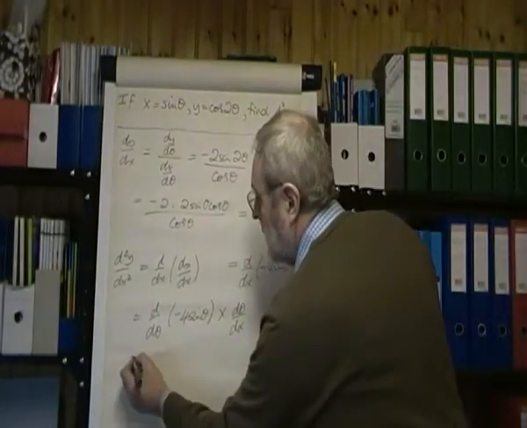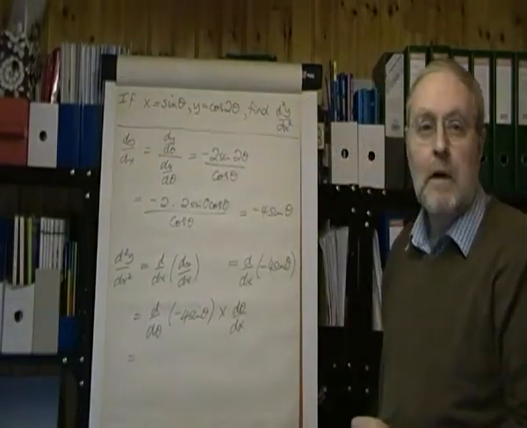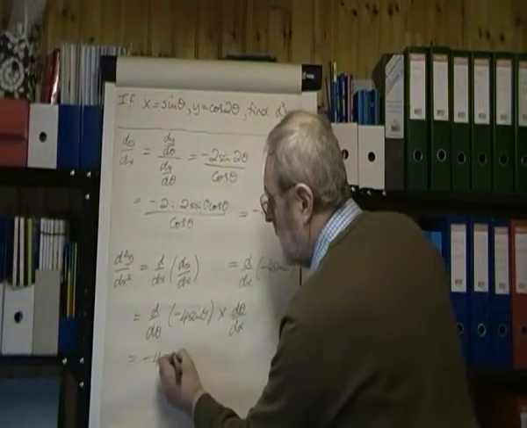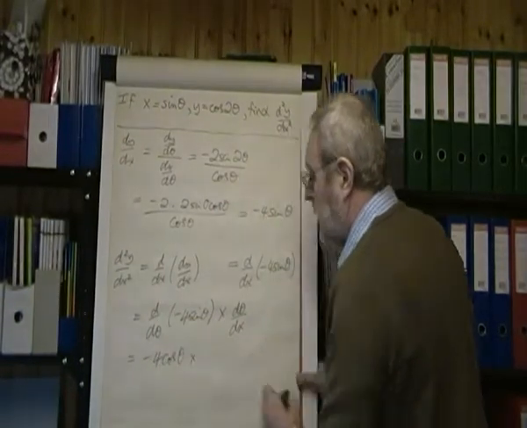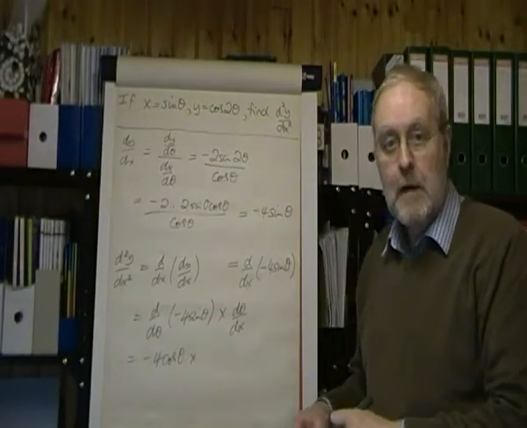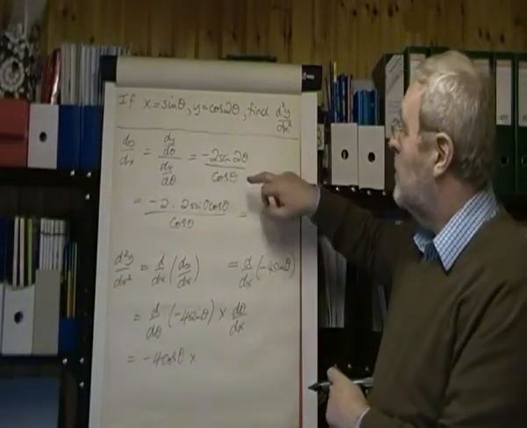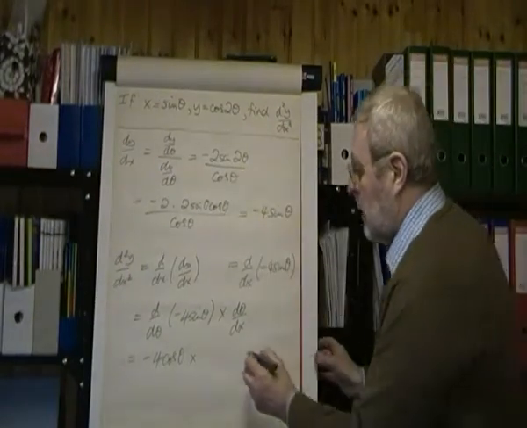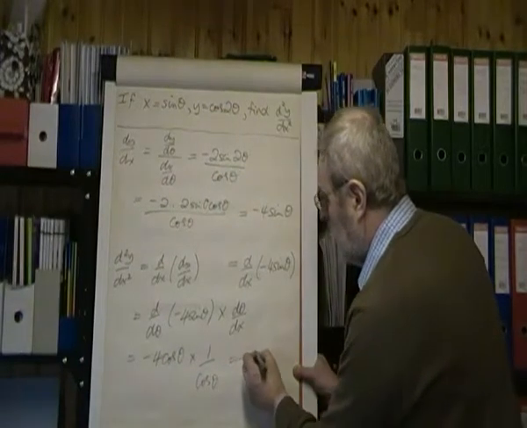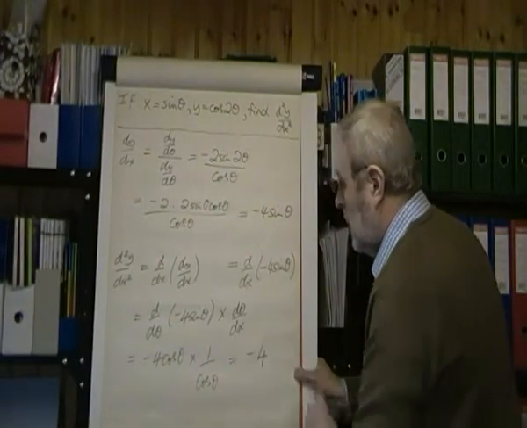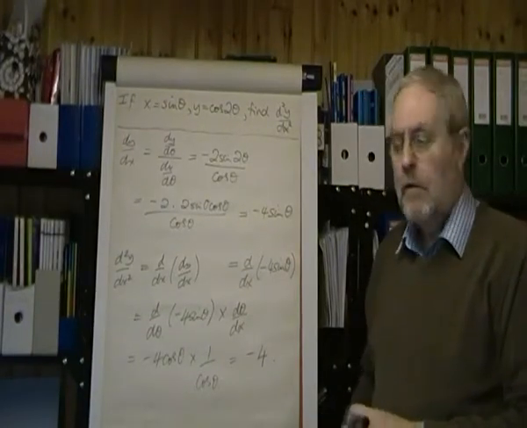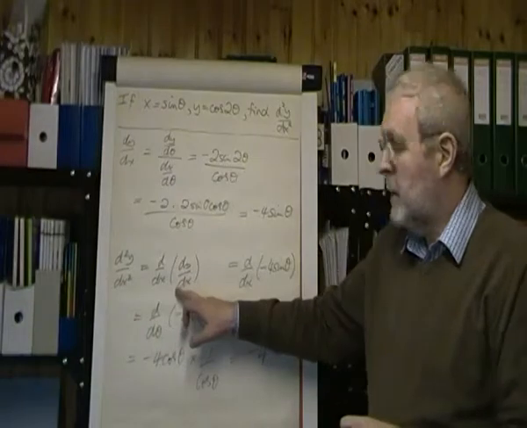So when I differentiate d/dθ of minus 4 sin θ, I get minus 4 cos θ, and dθ/dx is 1 over dx/dθ. So dx/dθ was cos θ, so I multiply by 1 over cos θ, and I'm left with the answer minus 4.